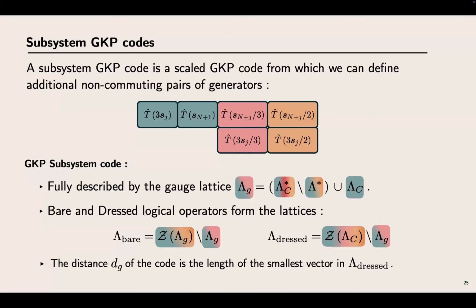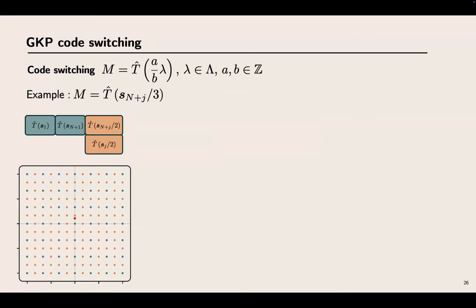Okay, so now we come to the case of code switching, which will tell us how we go from one code to the other. So let's say that we measure some fraction of a stabilizer, which is not a logical operation at first, so it's outside of the code.